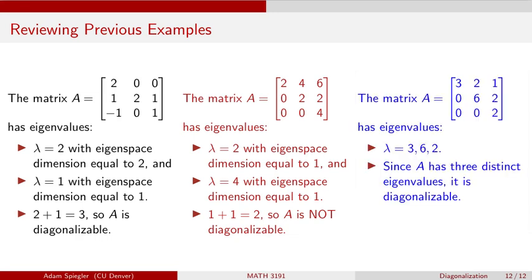And we also looked at an upper triangular matrix A, which had first column 3, 0, 0, the second column was 2, 6, 0, and the third column was 1, 2, 2. And because this matrix had three distinct eigenvalues, 3, 6, and 2, we know that each of their eigenvectors are going to be linearly independent from each other. So even without finding the eigenvectors, we were able to determine that we'll have three linearly independent eigenvectors. Therefore, this matrix A is diagonalizable.